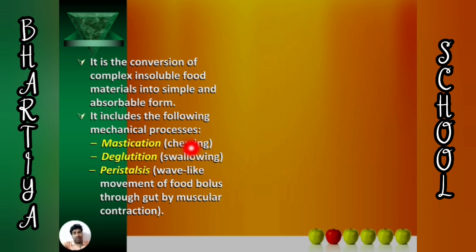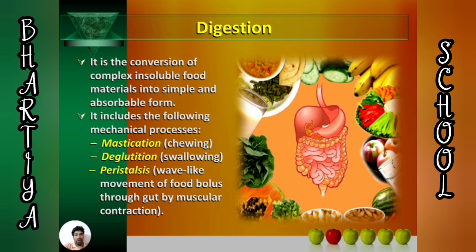First, mastication. As we know, the chewing of food with the help of teeth is called mastication. Teeth chew the food into small pieces. The deglutition is done with the help of the tongue. When the bolus formed in the oral cavity or buccal cavity is pushed into the pharynx region, the process is called swallowing. Peristalsis is the wave-like constriction that moves the bolus through the alimentary canal by muscular contraction. These are the mechanical processes which help in the digestion of food.